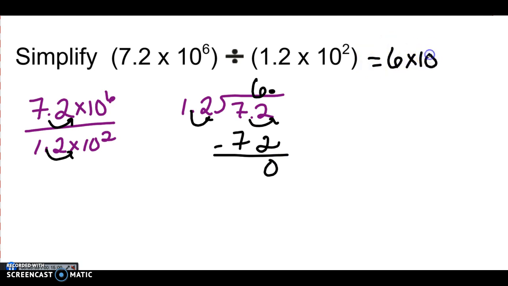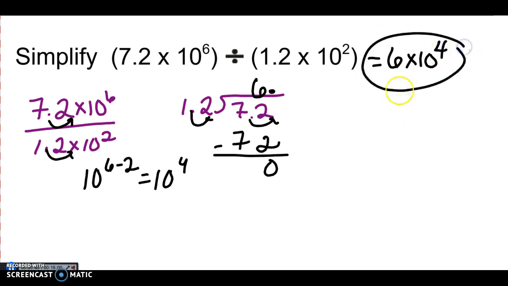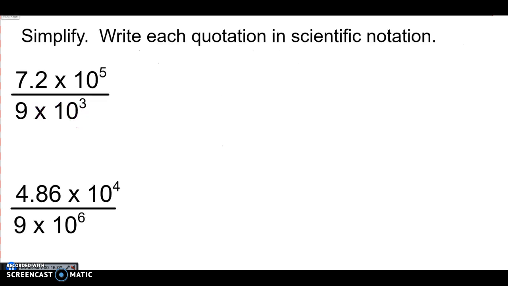Now I need to figure out the exponent. So I just subtract. I have 10 to the 6th minus negative 2, which gives me 10 to the 8th. So then I get 6 times 10 to the 8th. And that is in scientific notation. I have a number between 1 and 10 and an exponent. So pretty easy. Let's try some more.